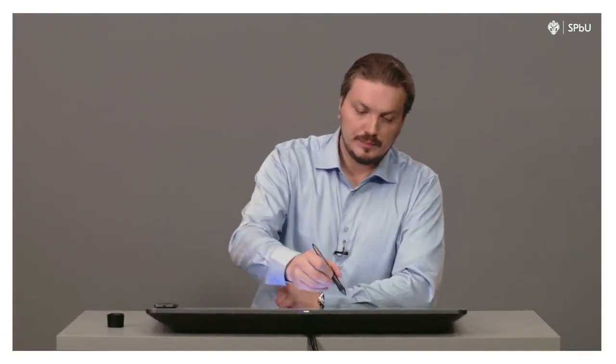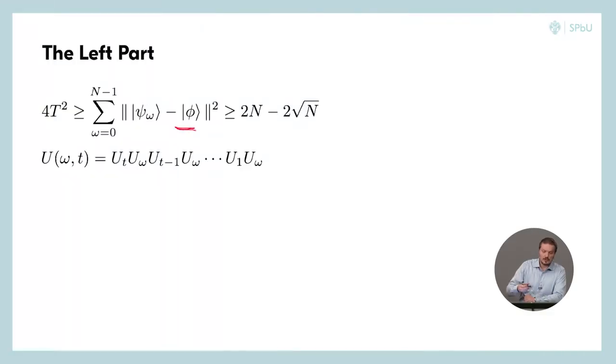We are proving the optimality of Grover's algorithm, and to do this we need to find some vector phi for which this double inequality is true. We already proved that the right part of the inequality holds for any unit vector phi, and it's time to prove the left part.